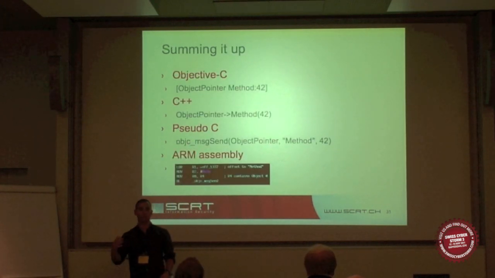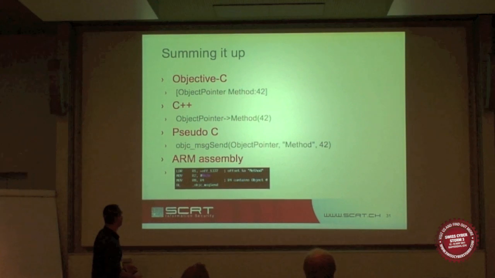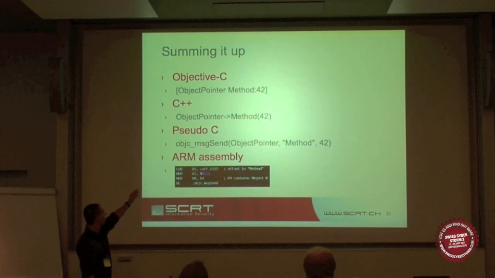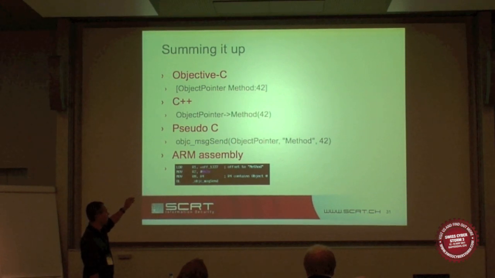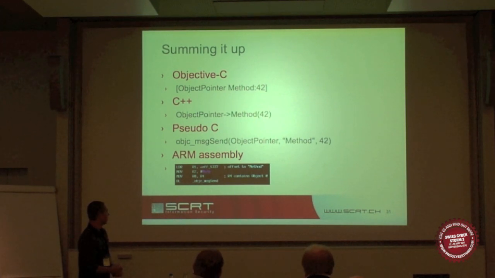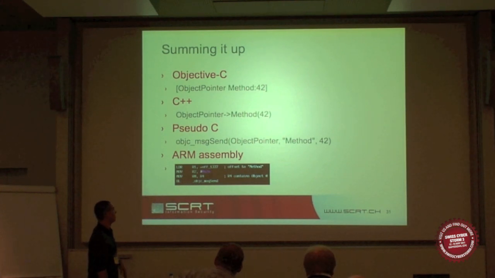To sum it up and review everything I just said, in C++ we write something like object pointer to the method. We saw that in Objective-C we have to write it that way. It's then translated in a pseudo-C equivalent to objc_msgSend, the pointer, the string referring to the method name, and then the parameters. And in ARM assembly, this will be translated into those 4 instructions. So you will store the values, and then we'll branch and link to objc_msgSend.